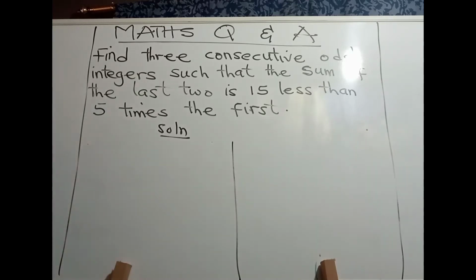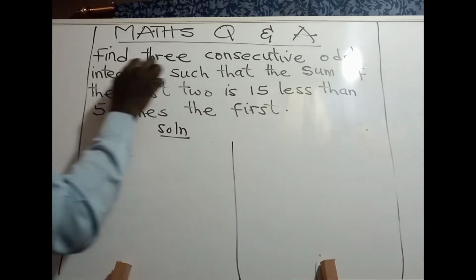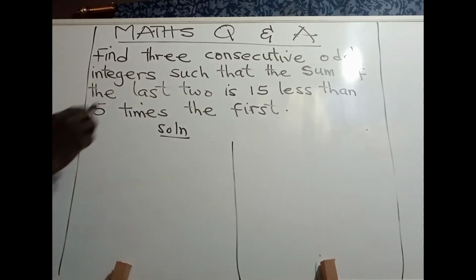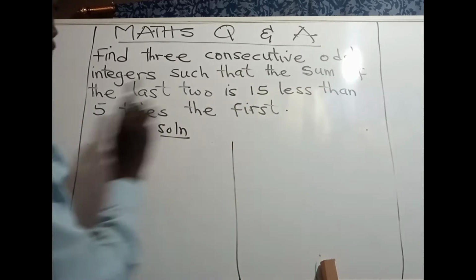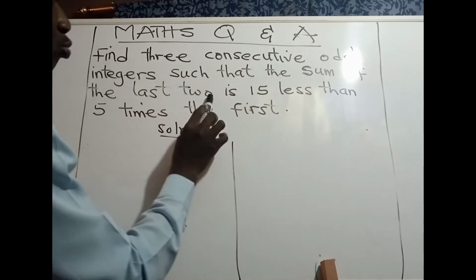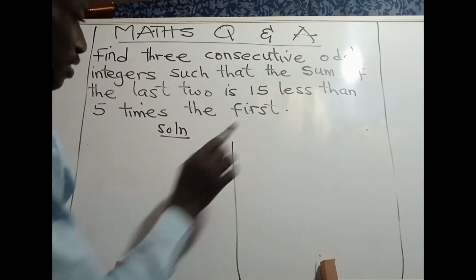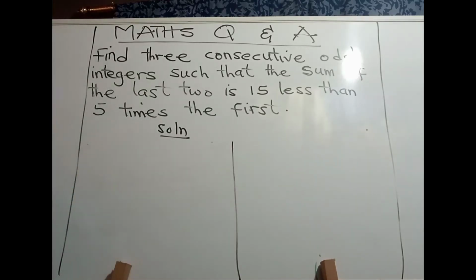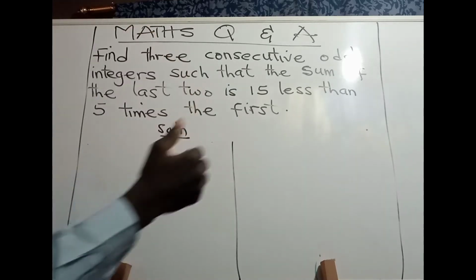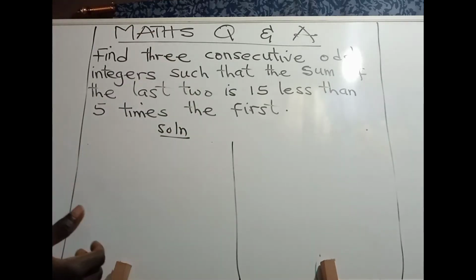We are to solve the next linear equation and inequality question, which is given to us in the form of a word problem. So find three consecutive odd integers such that the sum of the last two is 15 less than 5 times the first. Okay, so as we know already, consecutive odd integers have a difference of 2. Don't worry, let's prove it.